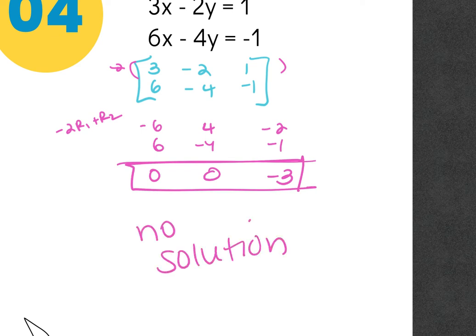It doesn't matter. As soon as you get it, either row, any point along the way. As soon as you get 2 zeros and a number, it's no solution. Or all 3 zeros, it's all real numbers. No matter what step you did to get there, that's it. Yes. If it was all 3 zeros, it's all real numbers. All right, ready? Deep breath.